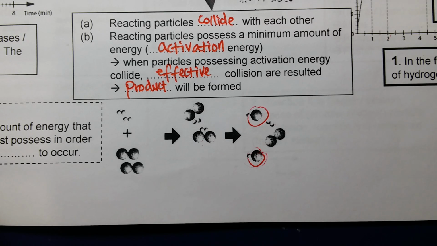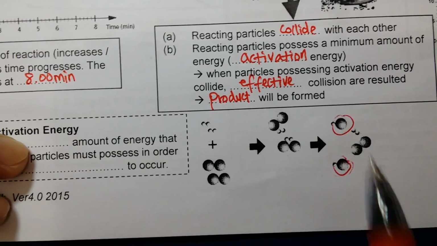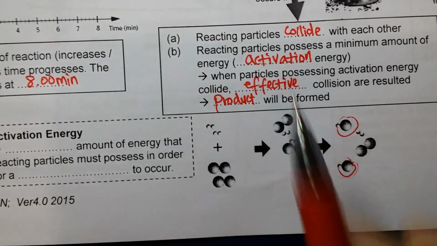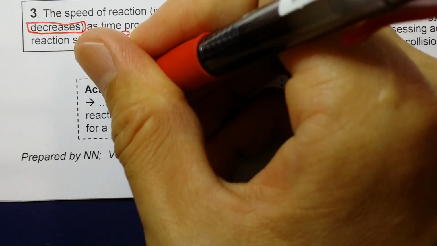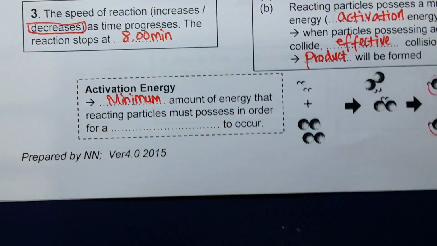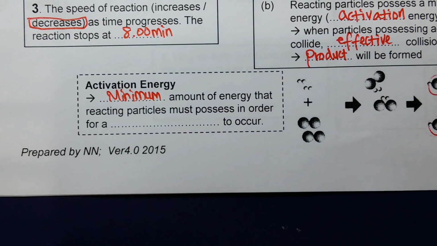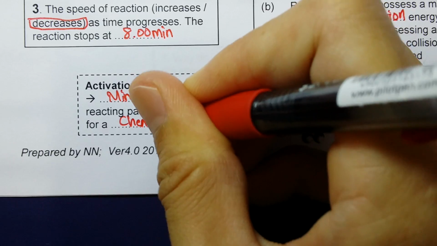Okay, and products will only be formed when the reacting particles have enough energy and then they collide. So the minimum amount of energy is called activation energy. So what is activation energy? The definition of activation energy, which is something that you have to remember, is the minimum amount of energy that reacting particles must possess in order for a chemical reaction to occur.